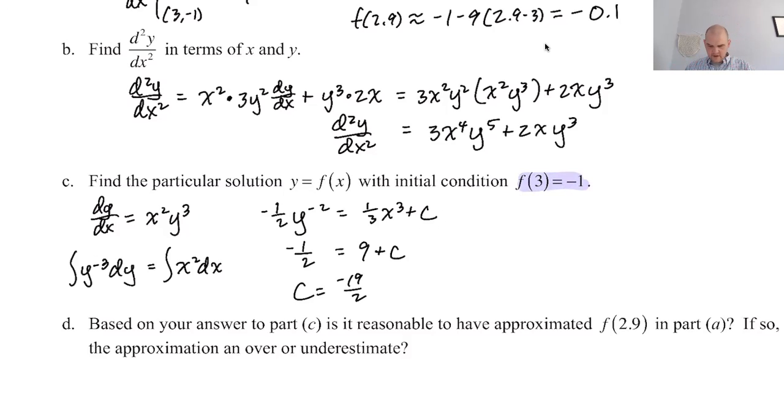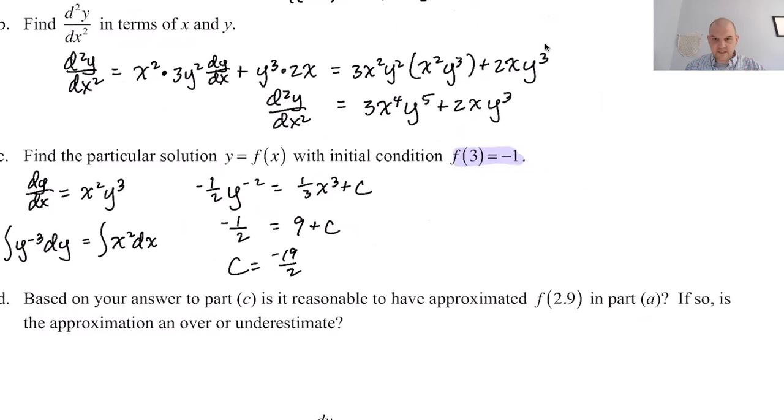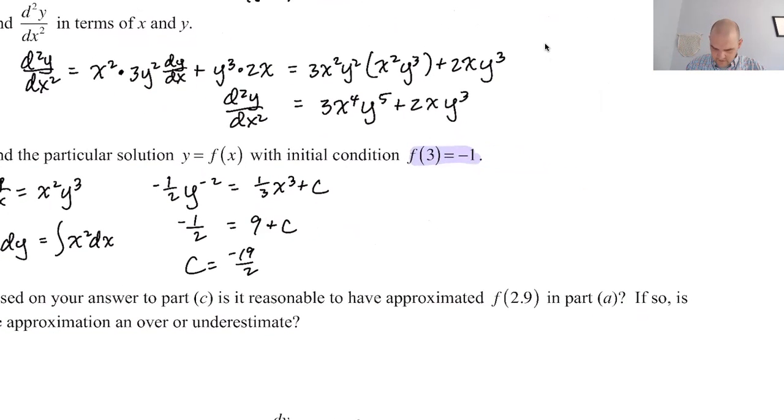Kind of gross. All right, we're definitely not done because we don't have y equals f of x. We have y to the negative second right now. So let's continue. I'm going to take this and say that negative 1/2 y to the negative second is 1/3 x cubed minus 19 halves.